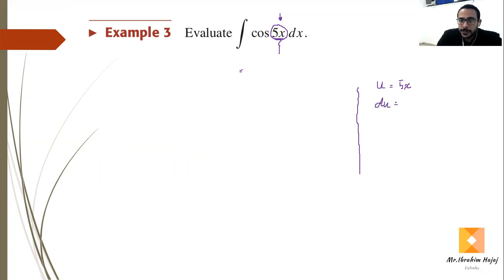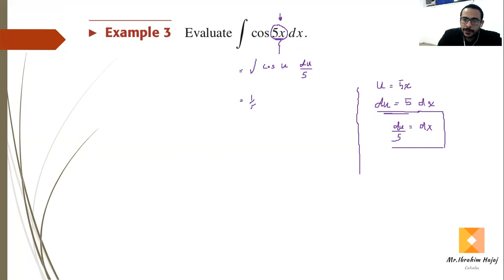But if we follow the substitution, du over dx, or we can find directly du equals 5 dx, because every time I'm going to do cross multiplication, it's easy now to find it. du is 5 dx. So it's the integral of cosine u, and replace the dx by du over 5. So my dx now is changed to du over 5.